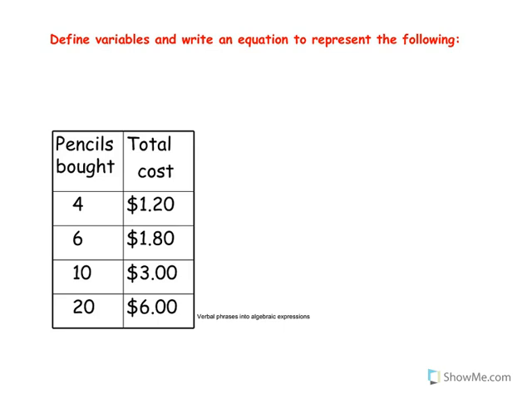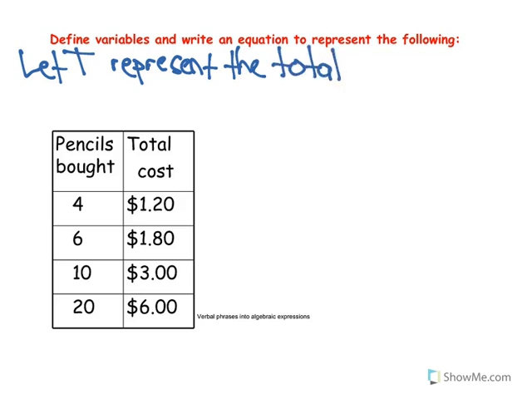All right, this one requires a little more thinking, maybe some things that we haven't necessarily seen yet, and that's okay. But we're going to focus on defining the variables. So we have a table here that is showing the total cost of a purchase based on the number of pencils. So I'm going to be consistent. I'm going to say, let T represent the total cost. And we're going to say, let P represent the number of pencils.